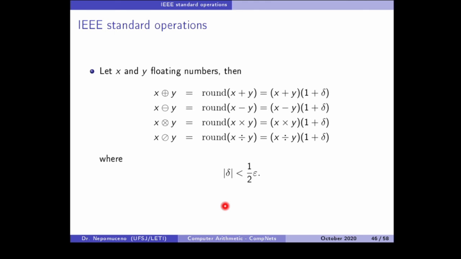Now, this slide is very important for computer simulation. Let x and y be floating point numbers. If you try to compute x plus y, x minus y, x multiplied by y, or x divided by y, you are in fact using the rounding operation. The result is not going to be the same exact result. You have to keep in mind that you can get an error, represented by a multiplication by delta, where delta is lower than half of the machine epsilon.